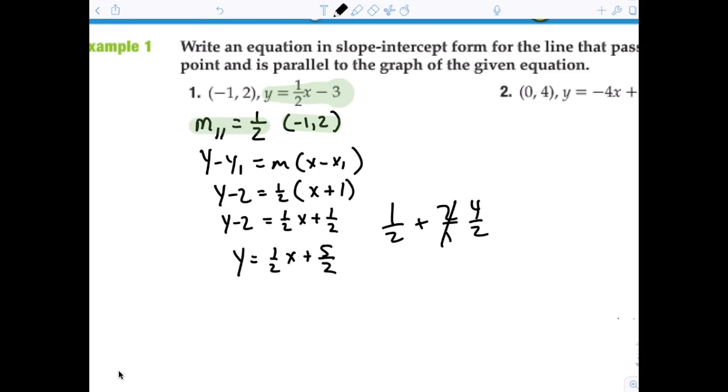Because you're not adding 2 plus 1. Think of it this way. If you have 2 pizzas, how many halves do you have? No, stop talking. If you have 2 pizzas, how many half pizzas do you have? 4. There you go. You're adding halves. 2 is the same as 4/2. 4/2 plus another half gives you 5/2.